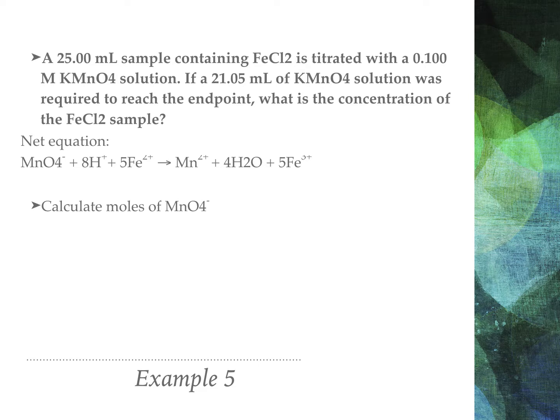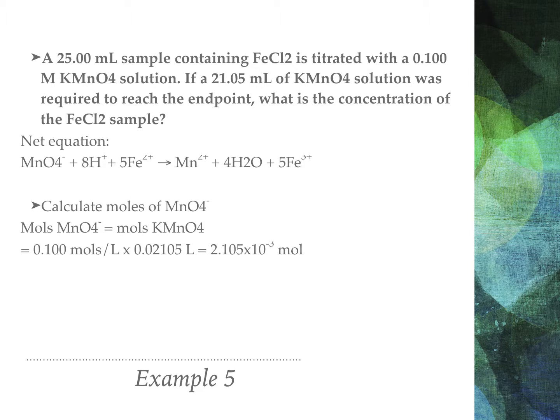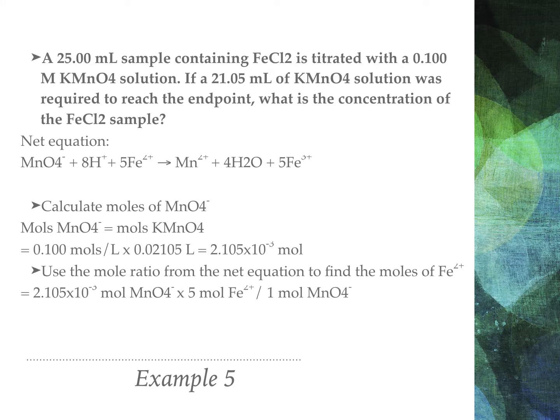Now we can calculate the moles of permanganate used. Since the moles of manganate and the moles of permanganate are in a 1-to-1 ratio, we can use the volume and concentration of the permanganate given to us by the question to solve for how many moles of permanganate are used in the stoichiometric equation. Now we can use the molar ratio from the net equation to find the moles of iron. As you can see, it takes 5 moles of iron to react with 1 mole of permanganate. That leaves us with 1.0525 times 10 to the power of negative 2 moles of iron.